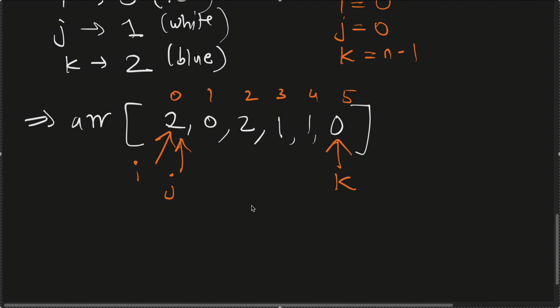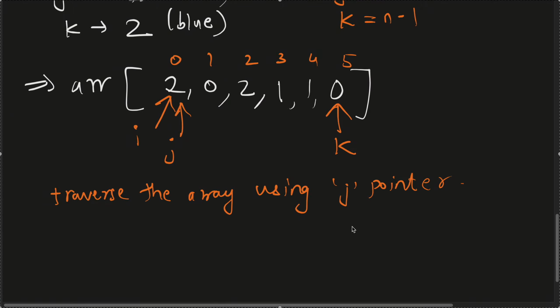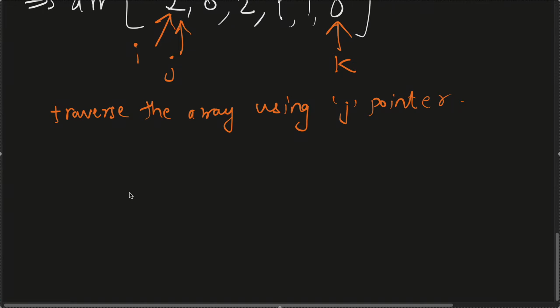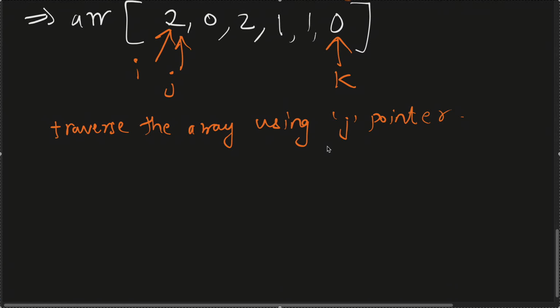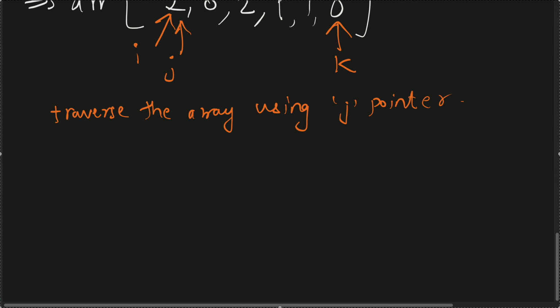Now this approach says we will traverse the array using the j pointer, right? When j is traversing the array, what can be the possibilities? There will be three cases. The array of j will be either 2, or the array of j will be either 0, or the array of j will be either 1, right? Because there are 3 elements, so there will be 3 possibilities.